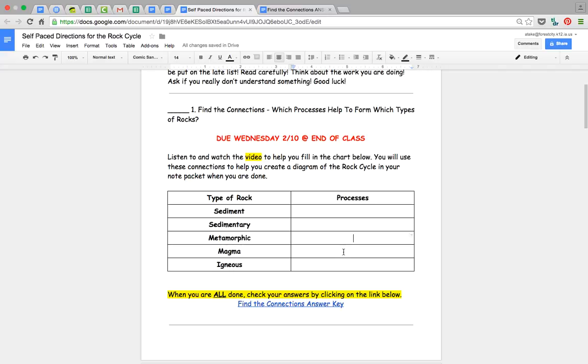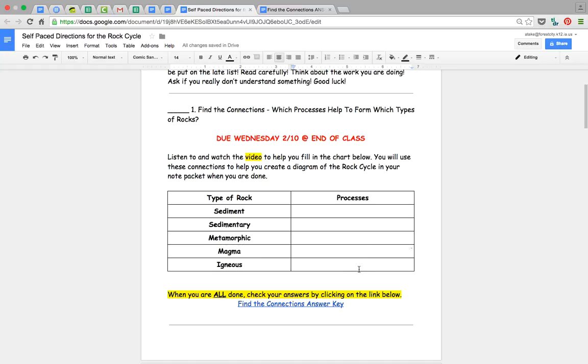The next type of rock we're going to talk about is magma. We only talked about one process in the rock cycle that takes a solid rock and makes it so hot that it turns into liquid magma. Go ahead and add its name to this box on the right.